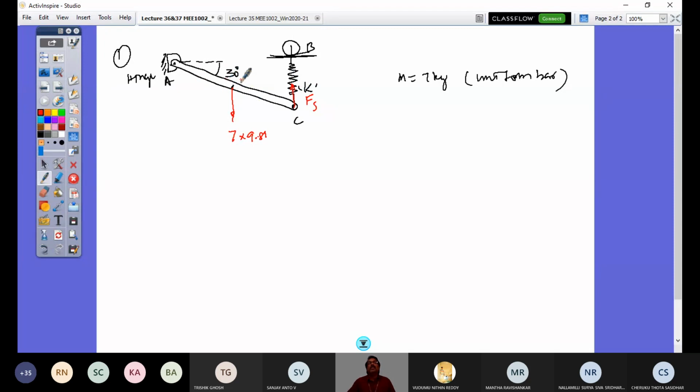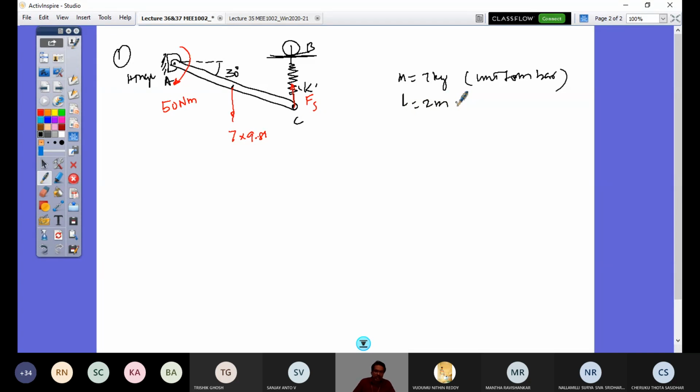But to have this 30-degree orientation, additional to the weight of the bar and the spring force, there is also an external couple that acts in clockwise direction. And that couple value is 50 Newton meter, right? So this is that couple acting in this. And what is the length of this bar? The length of this bar, L, is 2 meters. Let's consider this.